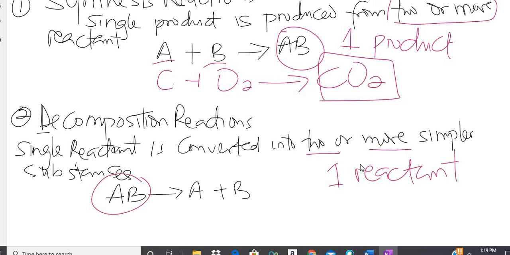It is the opposite of synthesis, where we have one product.